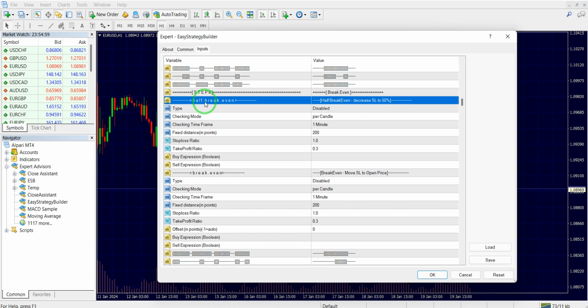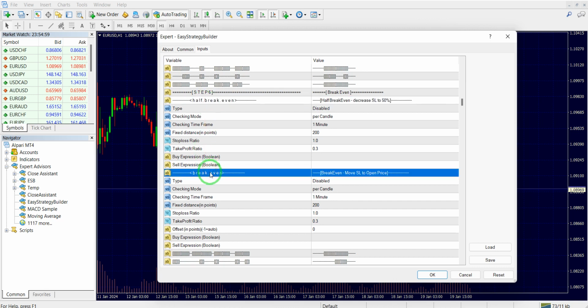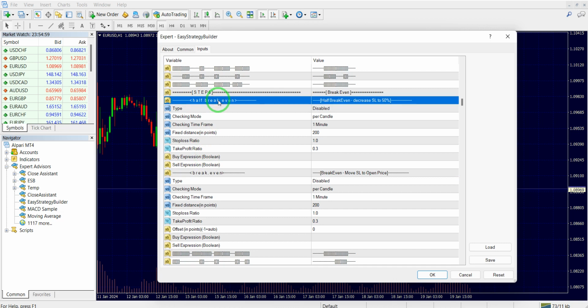ESB will move the stop loss to make it 55% of your balance. That means half of the stop loss. It moved the stop loss and made it half. We call it half break even. So break even means the stop loss moves to your open price. Half break even means your stop loss will be cut by half.